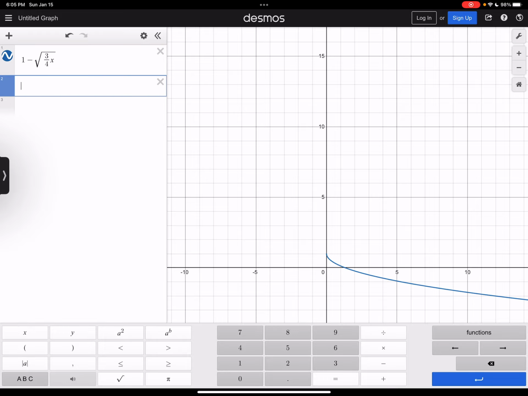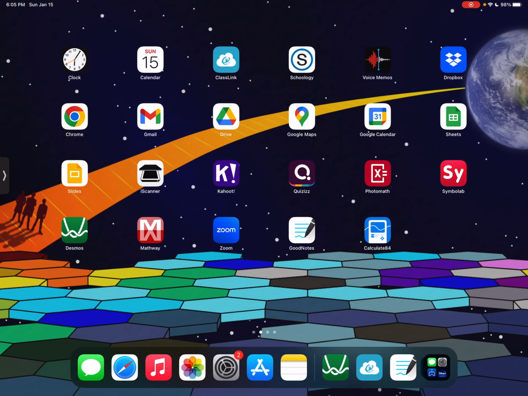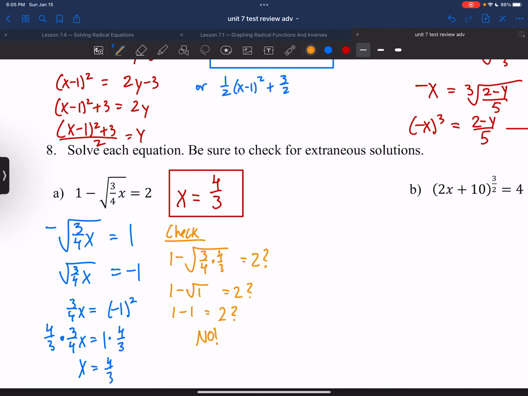And I say that y equals 2. Look at that. The square root curve never touches 2. Wow, that's beautiful. So actually, I was wrong to just box that. I was so confident. No, that's not true. Let's erase our pretty box. So my answer is actually no solutions.